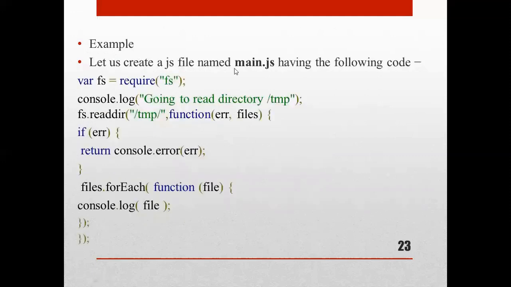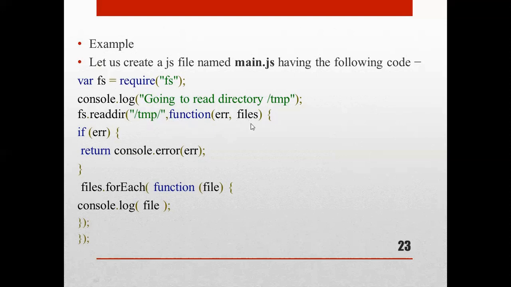Similarly, we are going to create one file named main.js, and first import the fs module using the require function, like var fs equals require fs, then semicolon. Then print a message using console.log that we are going to read the directory. Which directory are we going to read? Here, temporary. Use the fs.readdir function of the fs module. Inside the bracket pass the parameter as the path, and write a callback function with error comma files.